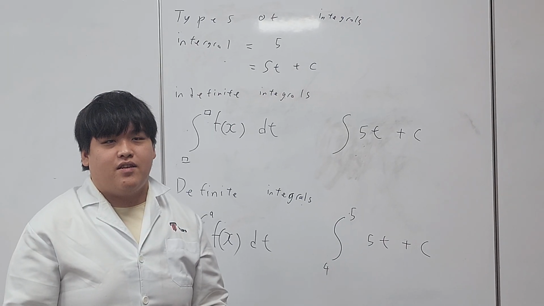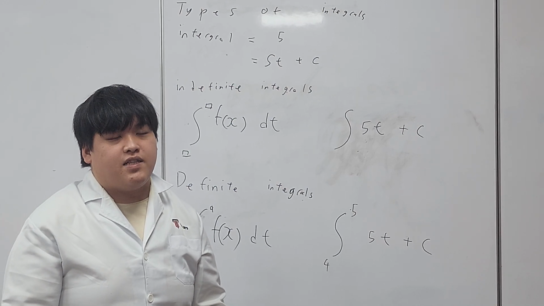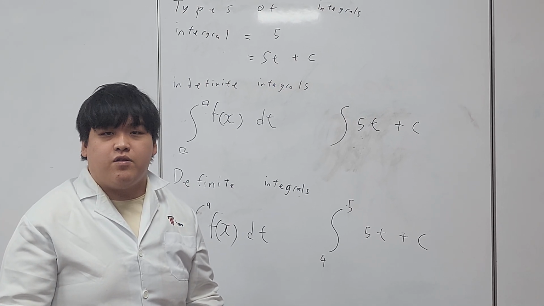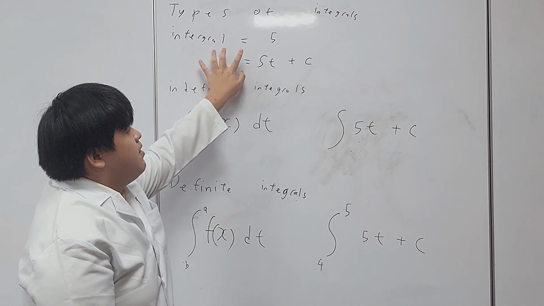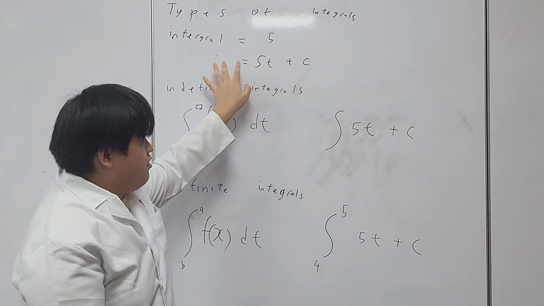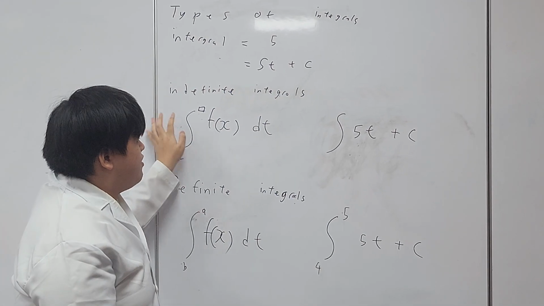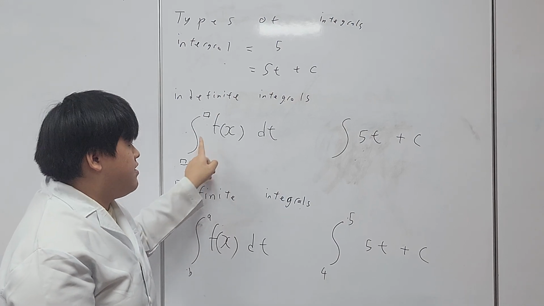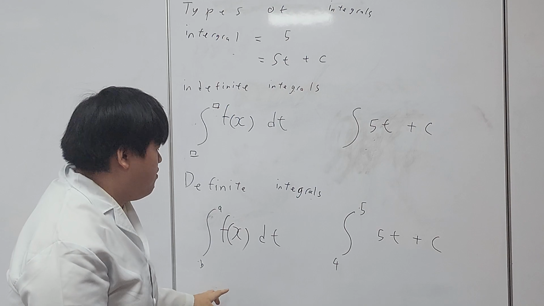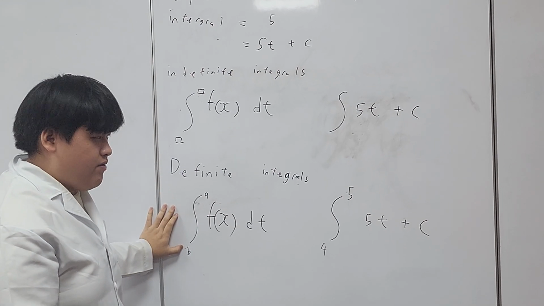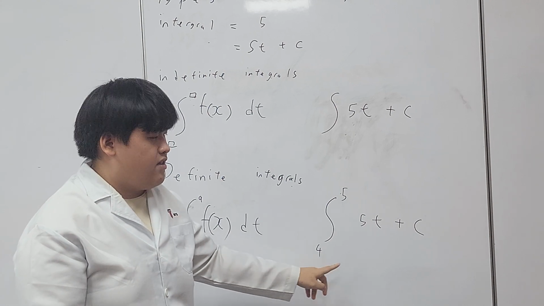Types of integrals. Before I explain the types of integrals, I should explain what an integral is. An integral is the result when integration is applied to a function. Shown here, 5, with integration applied, becomes 5t plus c, which is an integral. The first type is indefinite integrals, where there are no limits, and the other type is definite integrals, where there are limits, shown here where a and b are variables. So the example is here: 5 is the upper limit and 4 is the lower limit, and 5t plus c is a function.